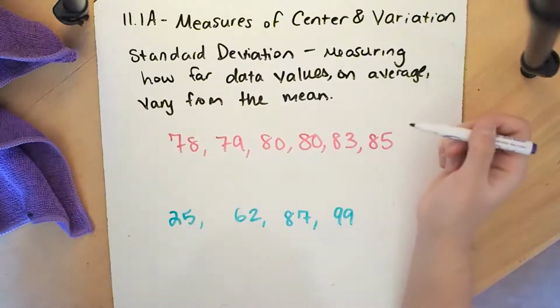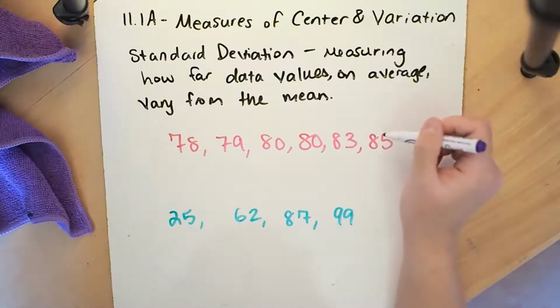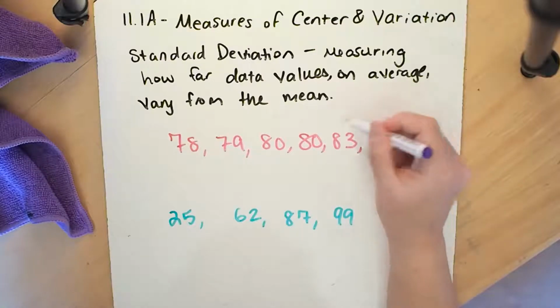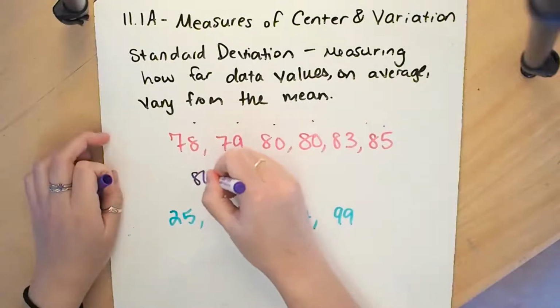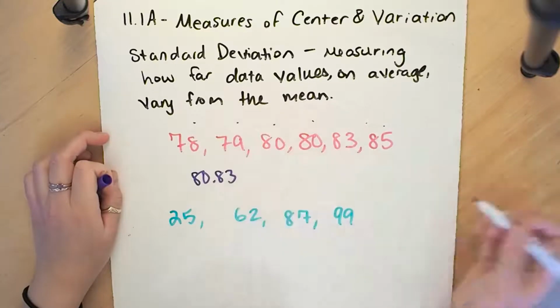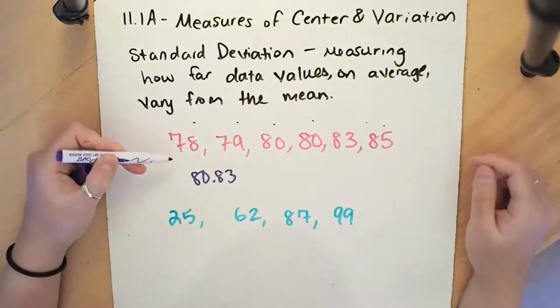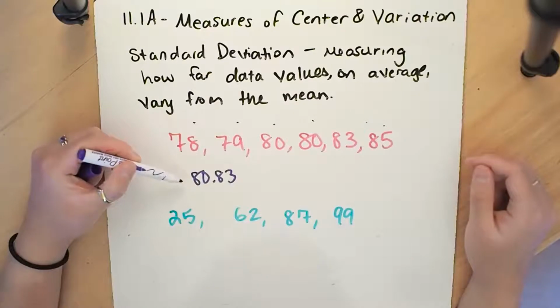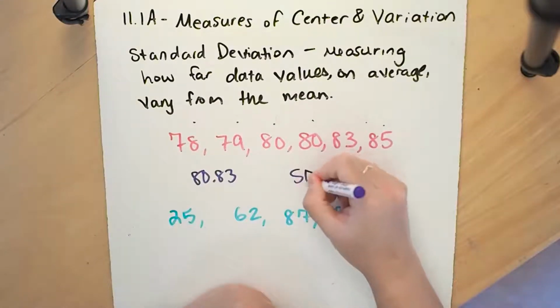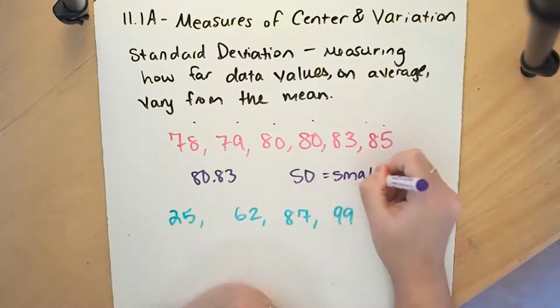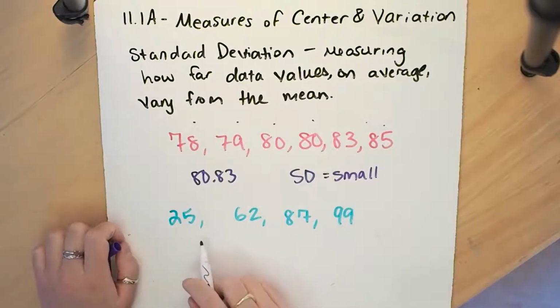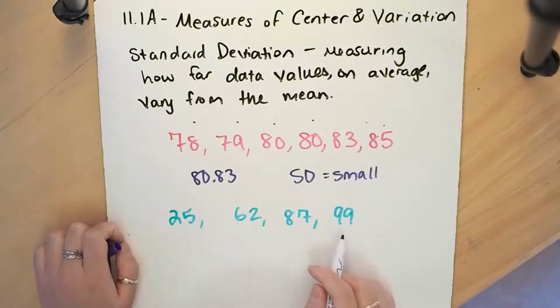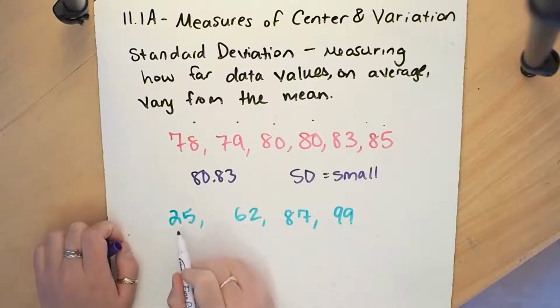So we can assume the mean of this data set isn't going to be too different from all these different values. The mean of these data points is 80.83. And we can see that 78, 79, all these values are not too far away from 80.83. So our standard deviation is going to be really small. With this data set, we can see that these values are spread out hugely, and none of them are very close to each other. Someone got a 25, that's not great.